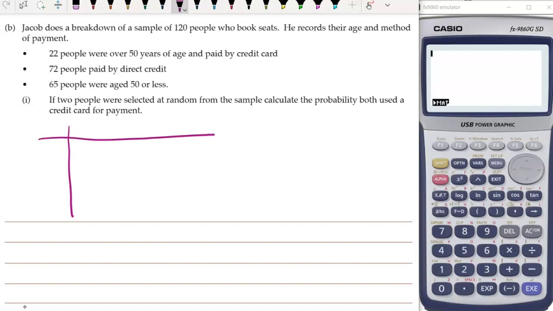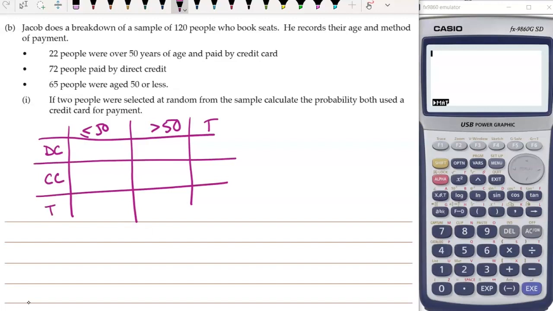So the age, we can have those that were under 50, those that were over 50. I just paused for a sec to think where the 50 gets included. So we've got over 50 as being categorized for us. The other one would be less than or equal to 50. And then total. Paid by direct credit and paid by credit card. And then total. Okay, 22 people were over 50 and paid by credit card.